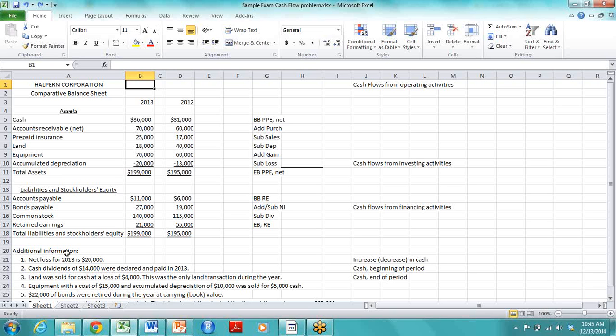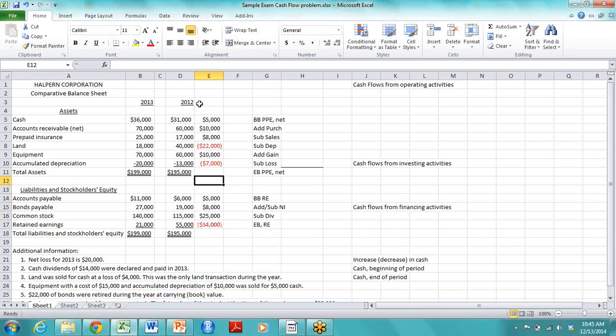Let's see. So here, what I would do to start out with is I would take the comparative balance sheet, and I would literally compare the current year balance, which is 2013 to 2012, and I would go down and do that for every single item on the balance sheet.